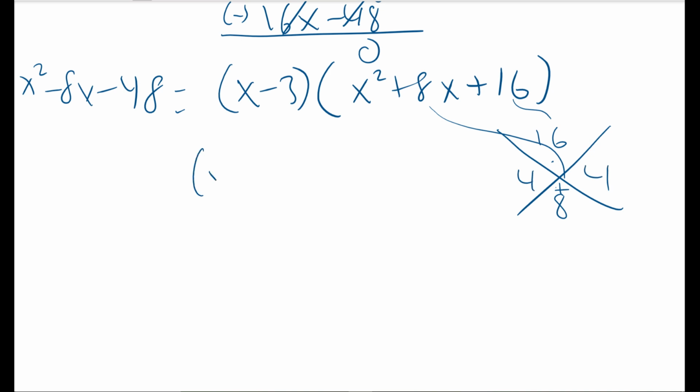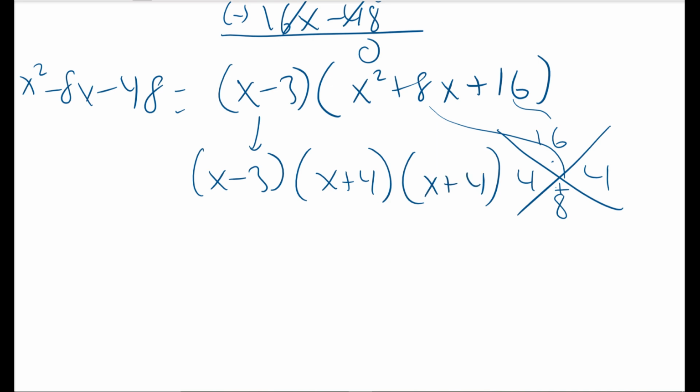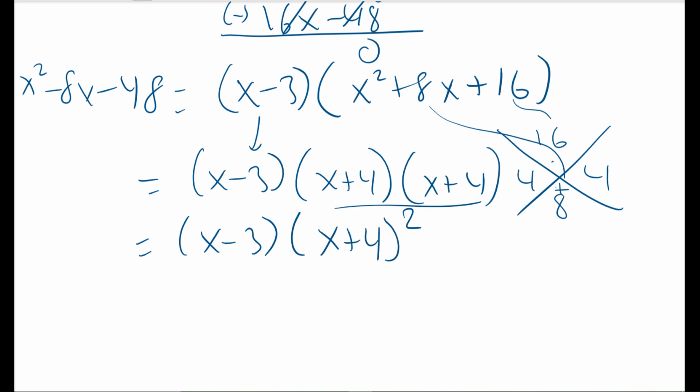So this can be factored as, let's just bring this down. Do a double parentheses for this. X plus 4, x plus 4. And this can be rewritten as x minus 3, x plus 4 squared, since you have two of them. All right, so this is officially factored. Okay, so we factored it. That's one of our things.